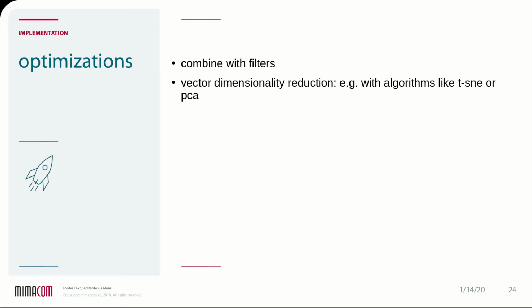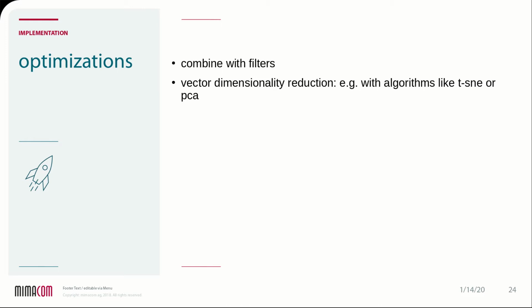So if we had a huge collection, what we could do to further optimize that is, of course, combine it with filters. That's one point. For example, for images, we could have a histogram of colors and just pre-filter by color, for example, which would be one way to reduce the document set.